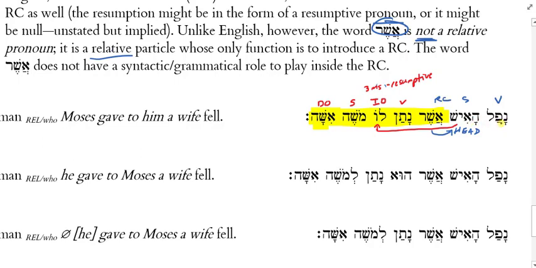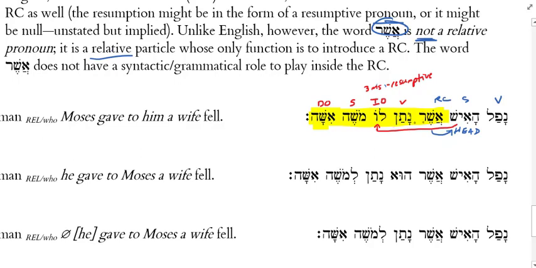So the man fell. Which man? The man which Moses gave him, that man, the same man, a wife. Now, that resumptive pronoun is overt. It's explicit. It makes great Hebrew. It's very sexy, but it's horrible English, isn't it? You don't go around saying, the woman which I sent her a letter is my mother, right? You don't use overt resumptive pronouns in English.